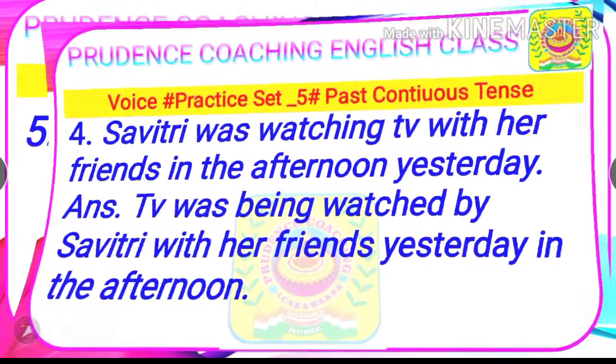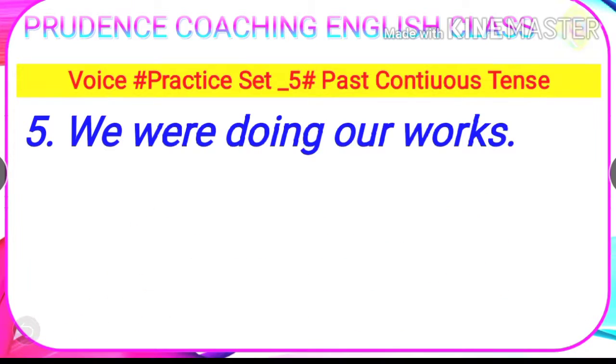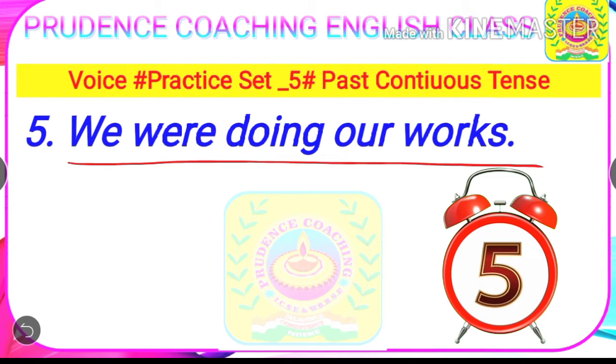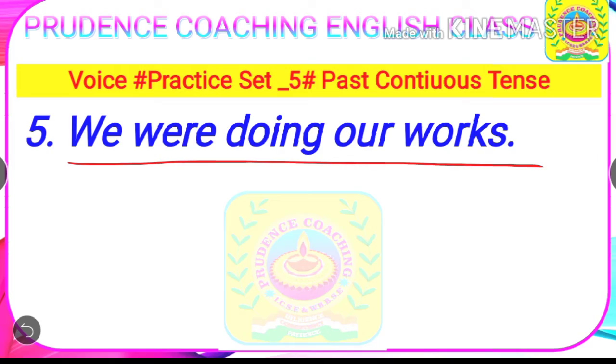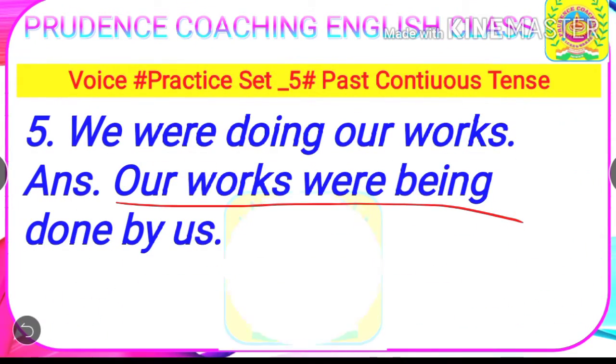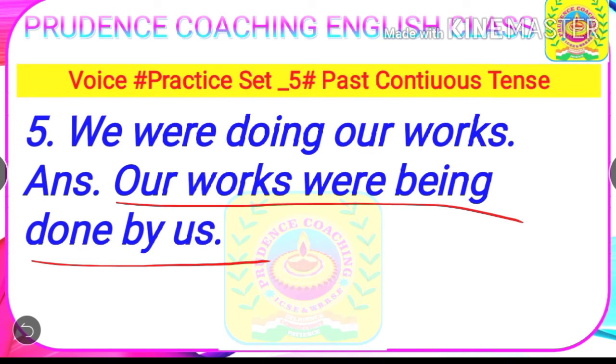Get ready for the next question. The next question is question number 5. We were doing our works. Your time starts now. Here your time ends. Now the final answer is: our works were being done by us. Here works is the plural form. Just for this you need to use were. Our works were being done by us.